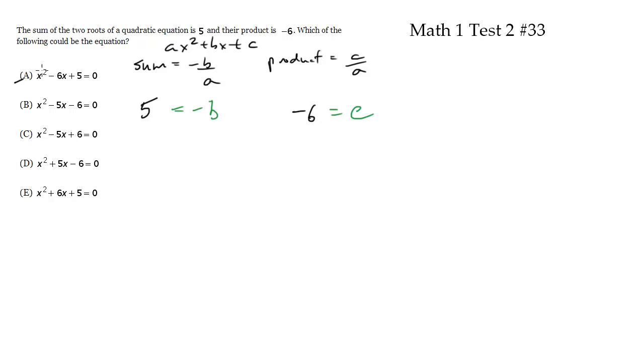So right away, A is gone, B looks good, C is gone, D looks good, E is gone. Now I need my -b value to be 5, which means b is going to equal -5. So that means we can get rid of D, and we can go with choice B, which is the answer.